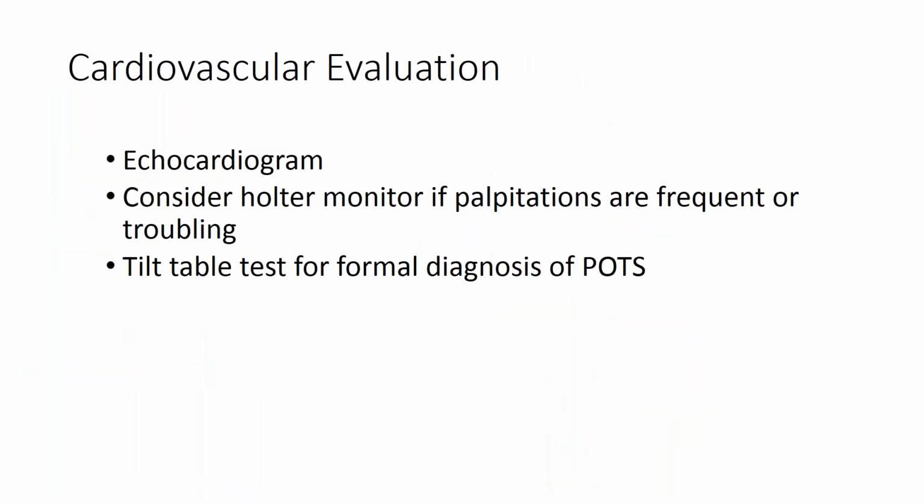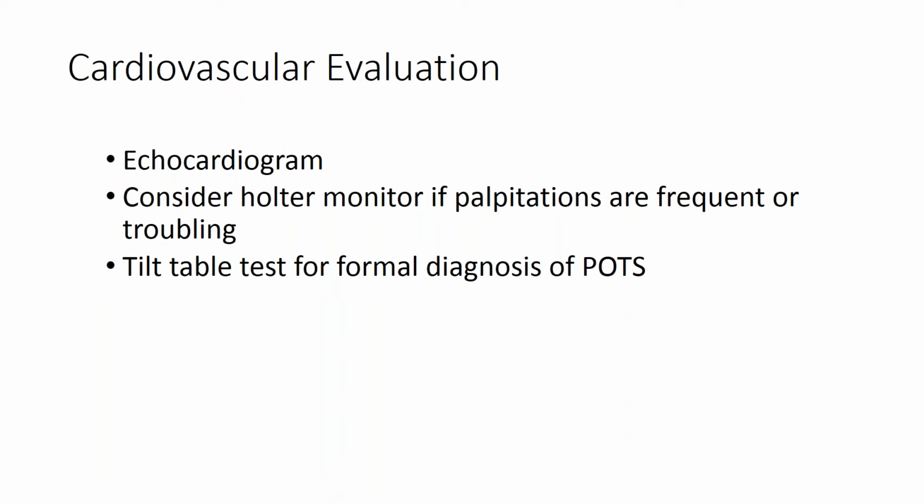Now, when we think about evaluating the cardiovascular system in people in whom a diagnosis of hypermobile Ehlers-Danlos syndrome, or really any type of Ehlers-Danlos syndrome and hypermobility spectrum disorder, has been made, we will typically do an echocardiogram to look for mitral valve prolapse or aortic root dilatation.